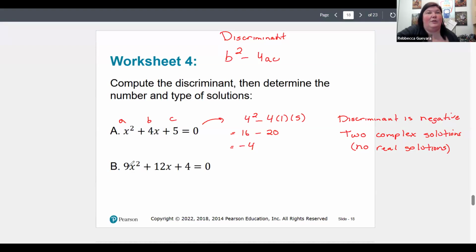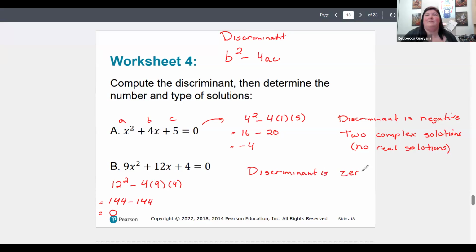So here we've got 9x squared plus 12x plus 4. So my b is going to be 12. So 12 squared minus 4 times 9 times c, which is 4. Okay, so that one I definitely need to put in my calculator. 4 times 9 times 4. So we're going to end up with 144 minus 144. Well, that equals 0. The discriminant is 0. So we have one real, or you can say complex, still a complex number, solution.